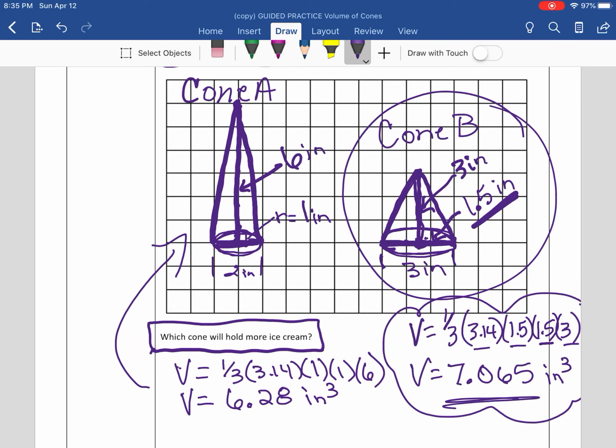That one holds a little bit more ice cream. Okay? So even though this looks like maybe you get the better deal, it's longer, taller, looks bigger maybe, this shorter one is going to hold more ice cream.